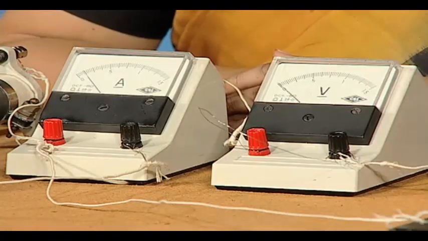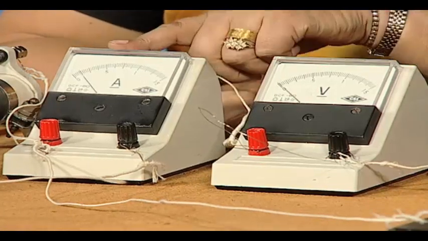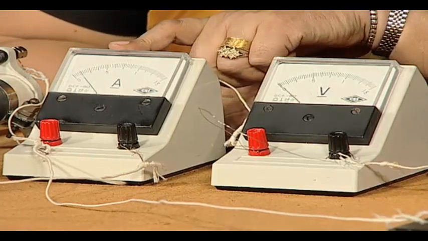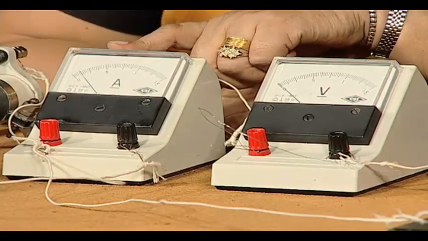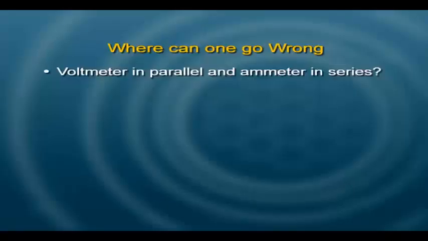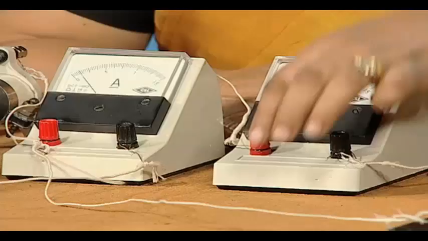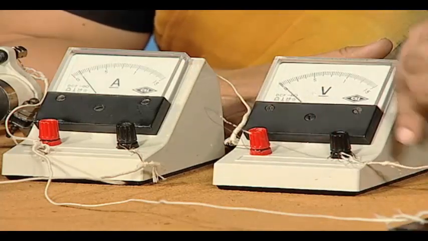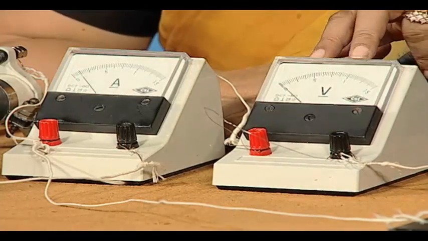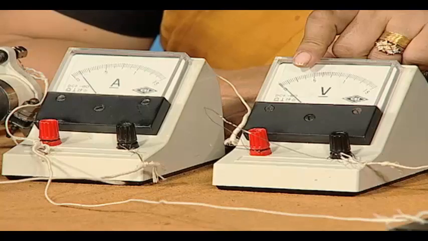Where can we go wrong in this experiment? One mistake which children normally make is connecting the ammeter not in series. You have to have your ammeter in series so that all the current flows through it, and the voltmeter should always be connected in parallel with the conductor. The current flows through the conductor, so this is in parallel with that. This should always be taken into account.